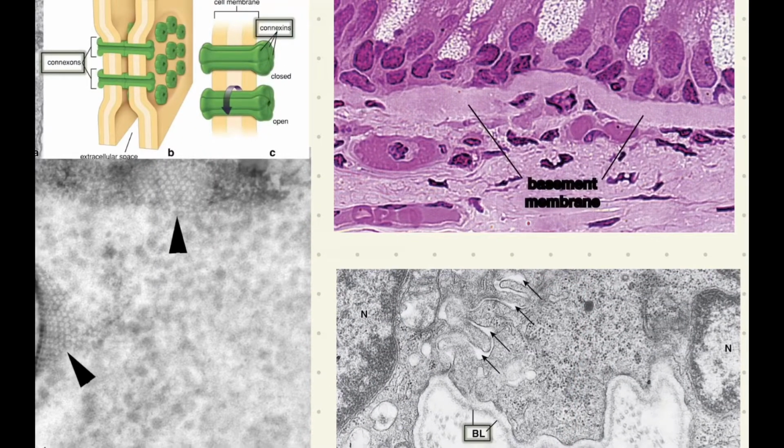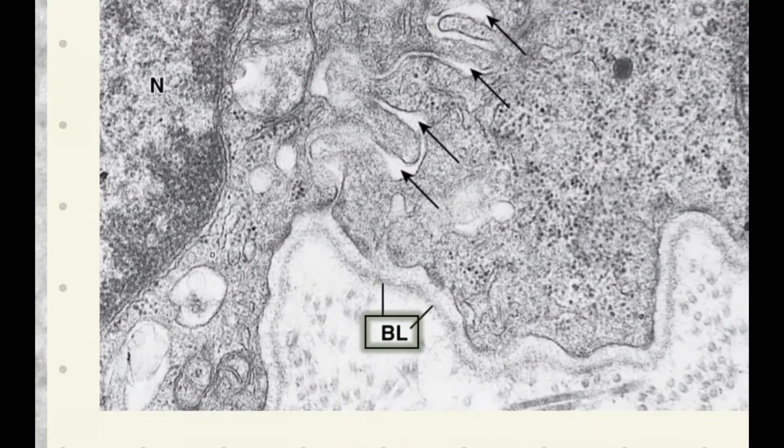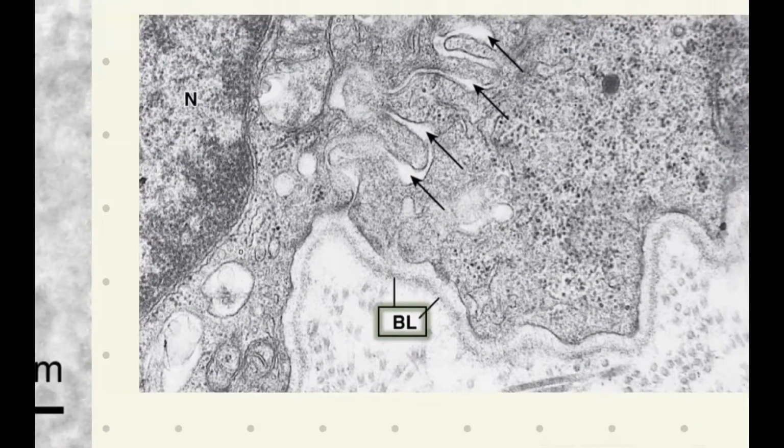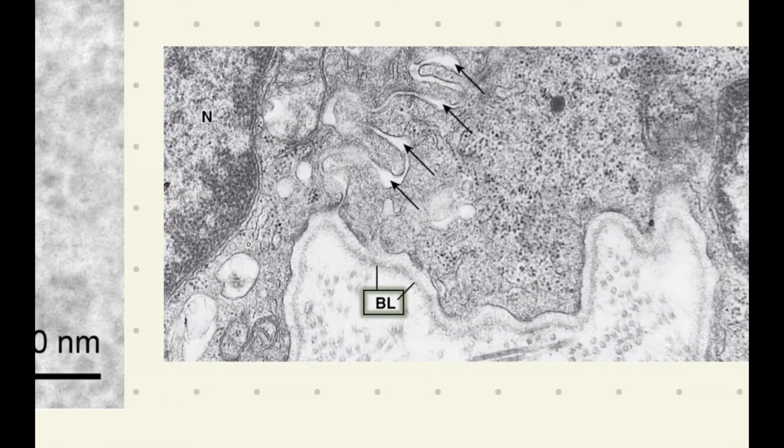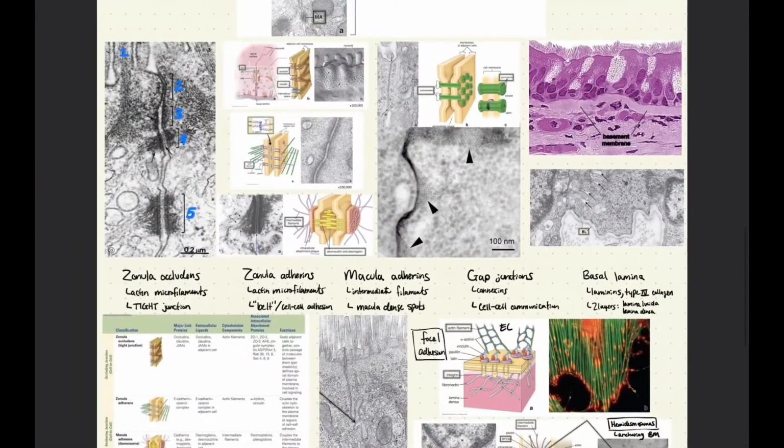So this right here is going to be roughly this right here, and it's characterized by this thing of a basal lamina, and that anchors your basement membrane.